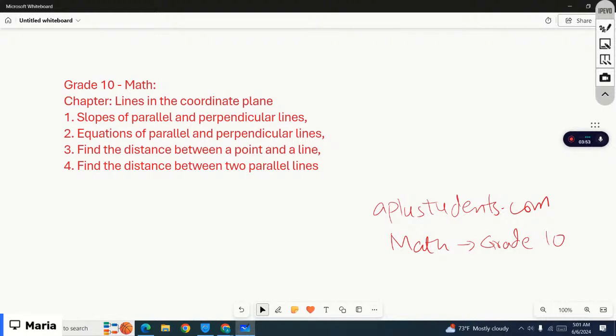There you can find a list of the chapters with lessons. The lessons we are going to cover today are: slopes of parallel and perpendicular lines, equations of parallel and perpendicular lines, find the distance between a point and a line, and find the distance between two parallel lines.